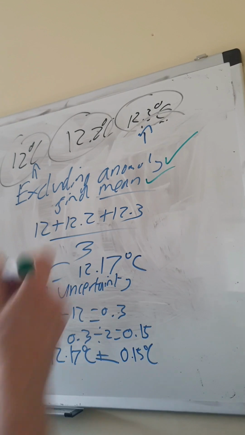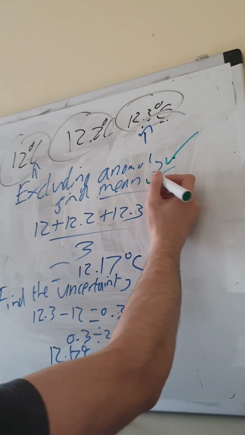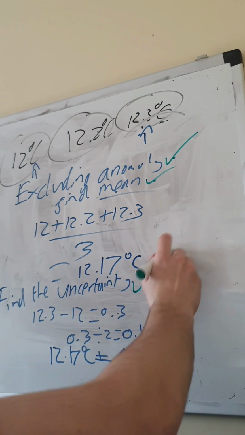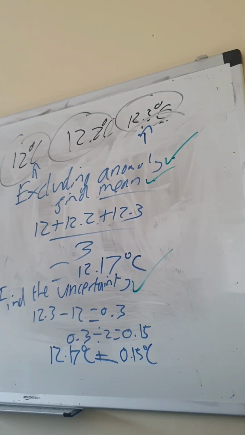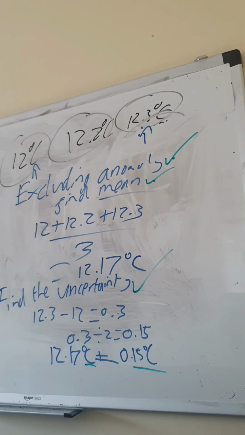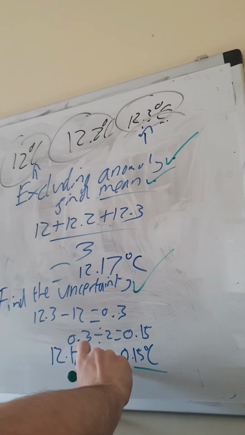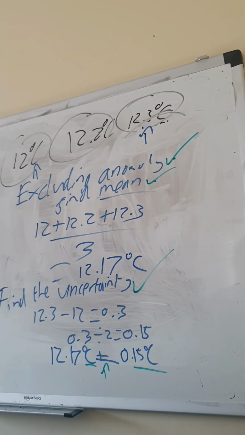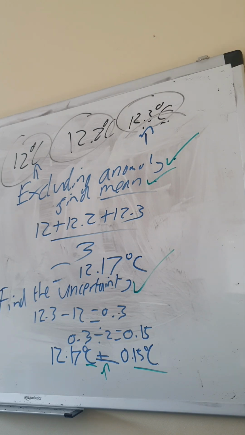We have excluded the anomaly. We have found the mean. Here's how we found the mean. We have found the uncertainty. And we have used our units. And units are really important. And we formatted it in the right way as well. That's all the foundation stuff. But if you're doing higher, remember, you've got to know this as well. It's really quite important.